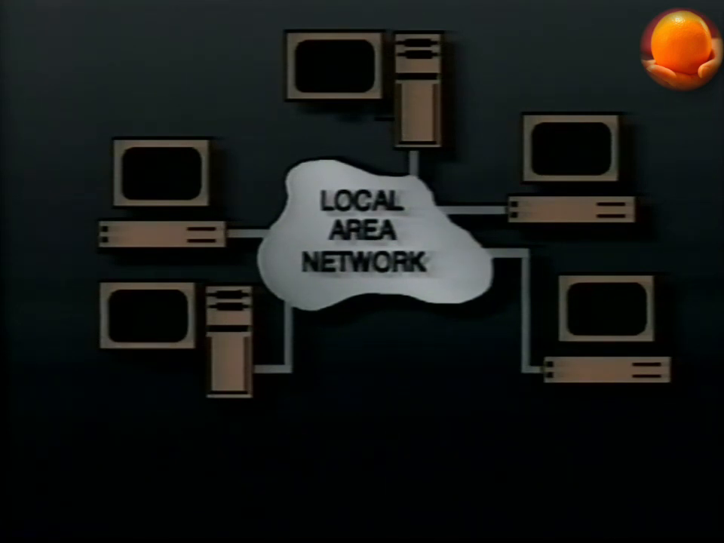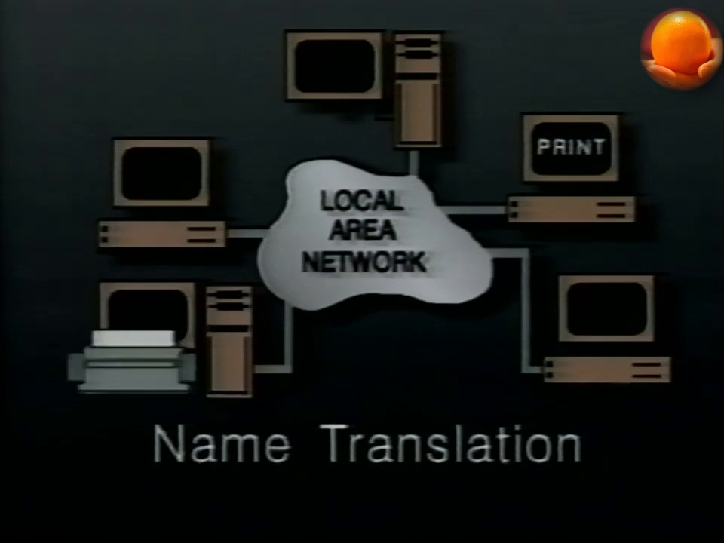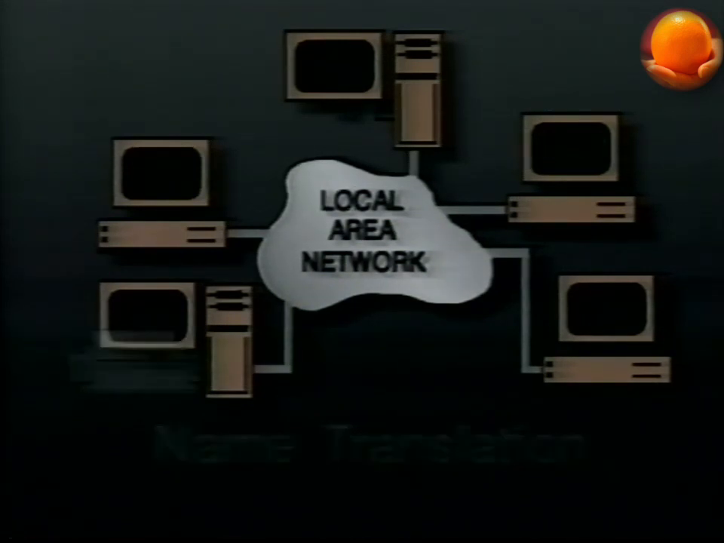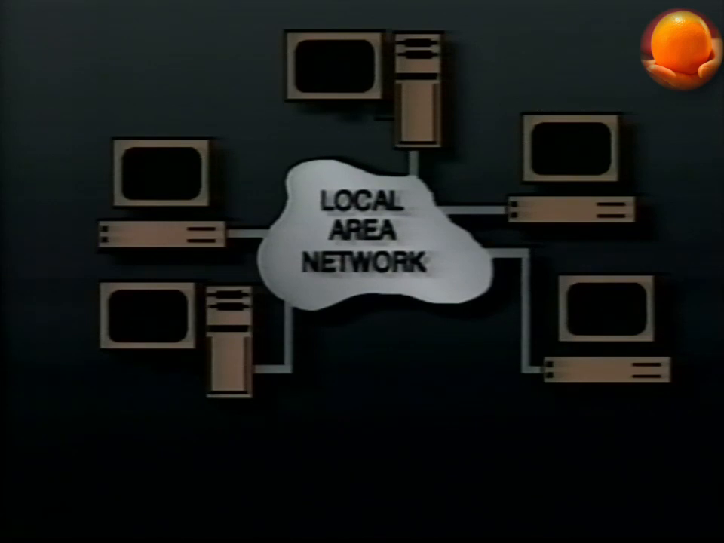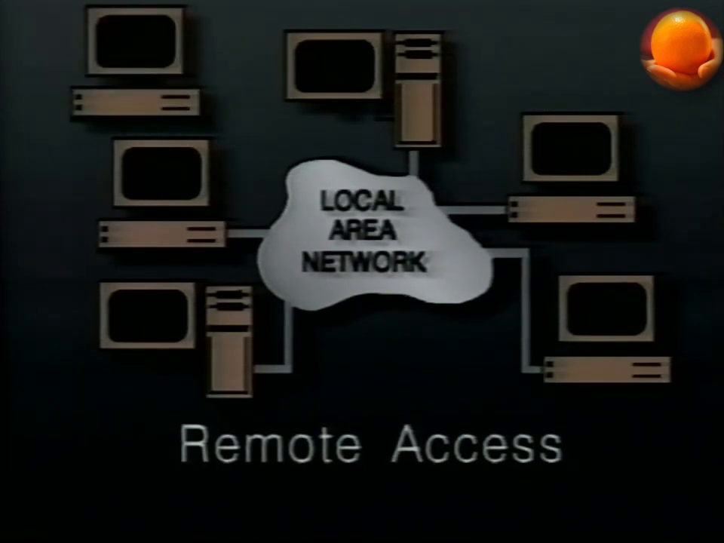Another function most network operating systems provide is name translation. Network users and applications use network names to request services, names that represent users and shared resources. A network name service translates those names into network addresses. A network operating system may also provide various forms of connectivity. One form is remote access, which allows a PC user not attached to a LAN access to LAN services through a telecommunications facility.